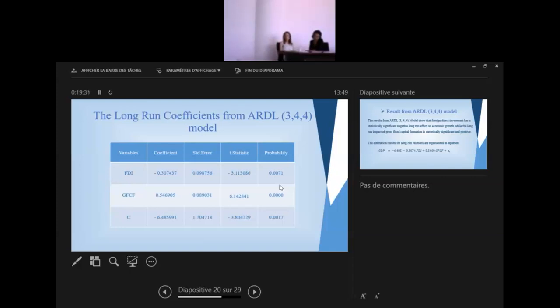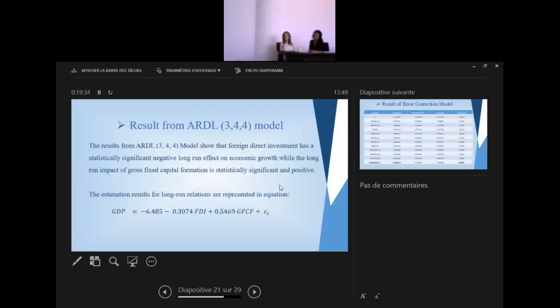So this table is written as an equation down here. GDP equals, this is the constant. It means that if foreign direct investment increases by 1%, the GDP decreases by 0.3%. And domestic investment, when it increases by 1%, the GDP increases by 0.5%. This is the explanation of the table.